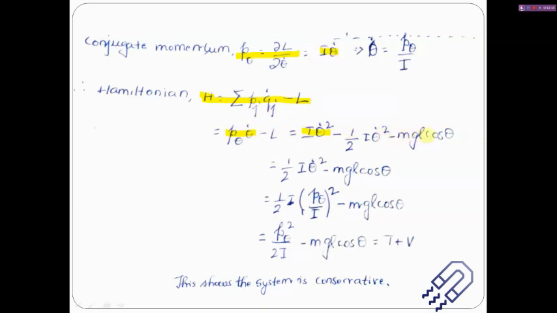Quite magically, in fact mathematically, this factor and this factor most of the times will remain in the same units. So you can always do the maths here. So this is 1 minus half, which is nothing but half I theta dot square minus mgl cos theta. So till now the thing is simple.